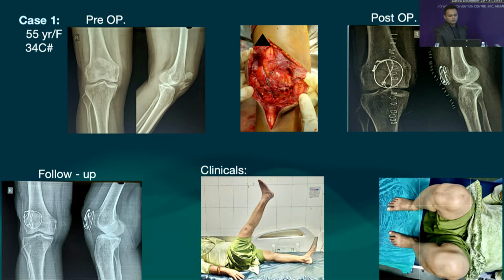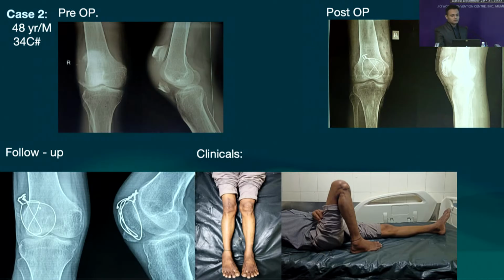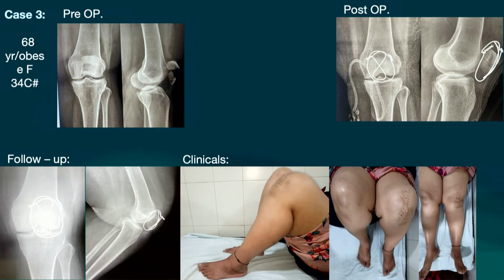This was the first case, a 55-year-old female with 34-C type of fracture. We managed with this method, and at the end of 2 years the patient had a full range of motion, no complication or physical pain whatsoever. The second patient was a 48-year-old male with 34-C fracture. We managed with the same method, and the patient had a complete ROM without any complication. The third patient was a 68-year-old obese female, managed with figure of 8 tension band wiring with encirclage. Patient had around 115 degrees of range of motion without any complications.